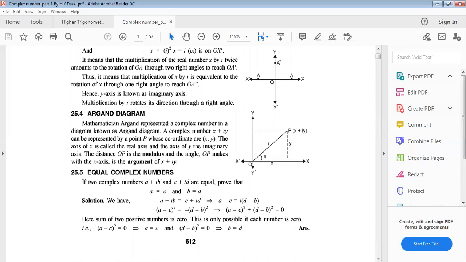Now in the Argand diagram, we can represent a complex number, with the real part along the x-axis and the imaginary part along the y-axis. In the real part, the value is x, and in the imaginary part, the value is y. Then this point x comma y will be the Cartesian point, but x plus iy is the total complex number. So this is the representation of a complex number in the Argand diagram.